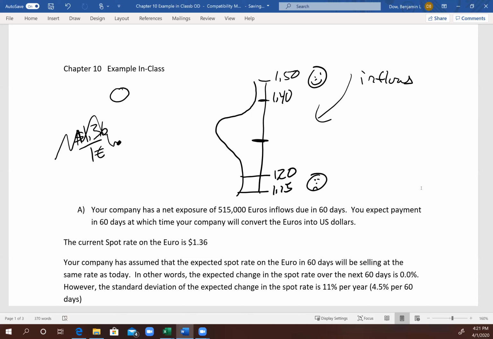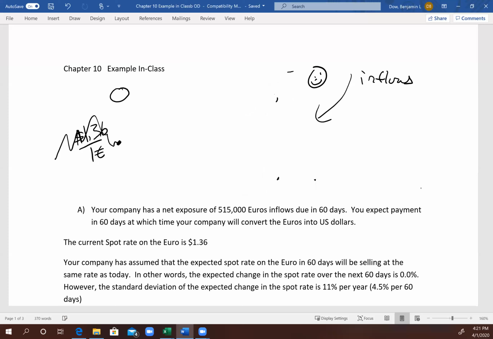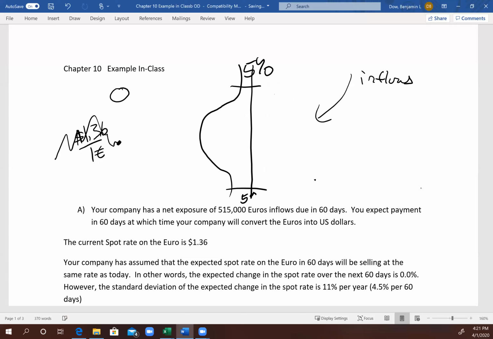Now, in order to do a 95% value at risk, we really need to only figure out where 5% on both tails would be. So we're trying to figure out where you would have 5% here and 5% here and 90% in the middle.